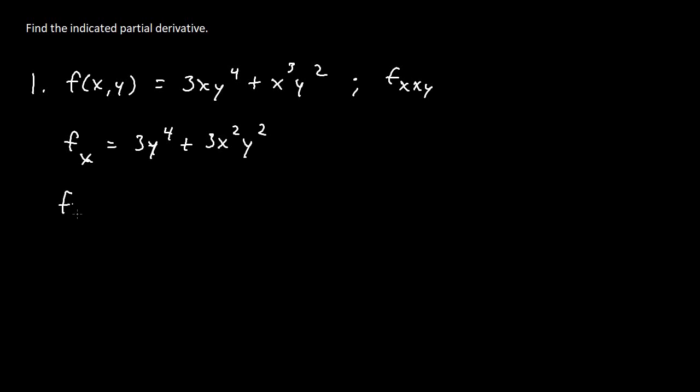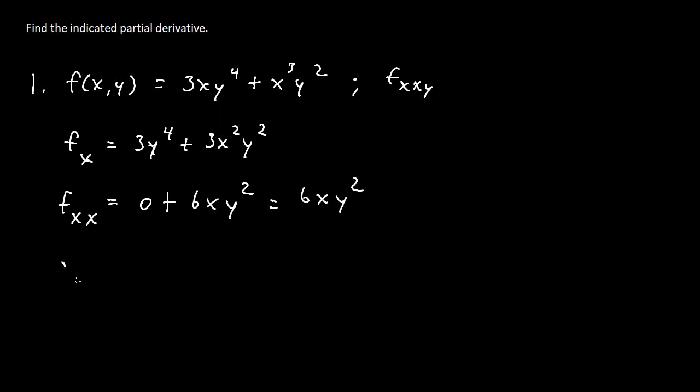Now f sub xx. We're going to derive once again with respect to x what we have for f sub x. Since y is a constant, the derivative of 3y to the fourth is 0, and then plus the partial derivative of 3x squared y squared. Once again, y squared is a constant, and the derivative of 3x squared is going to be 6x. So we have 6x to the first times y squared. That is going to be equal to f sub xx.